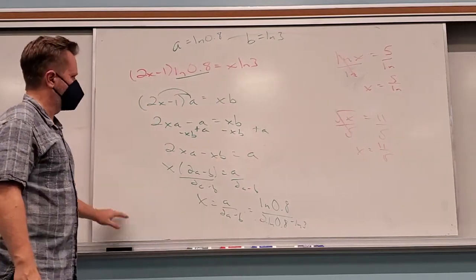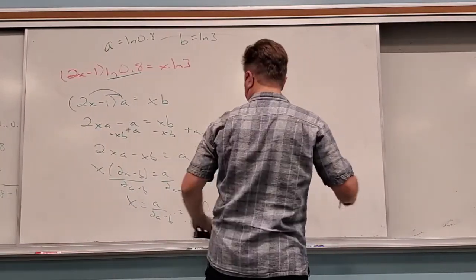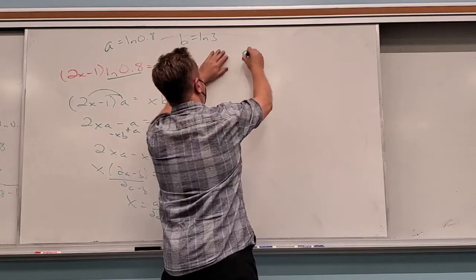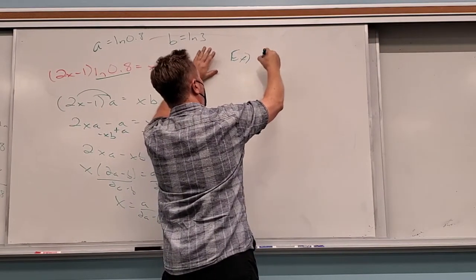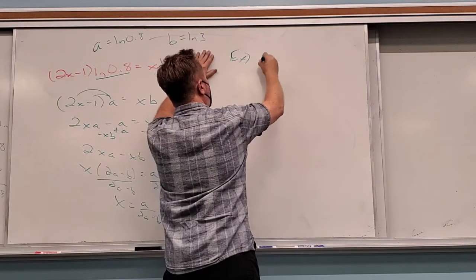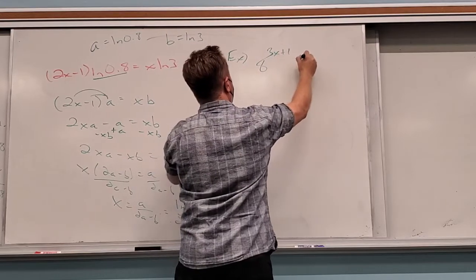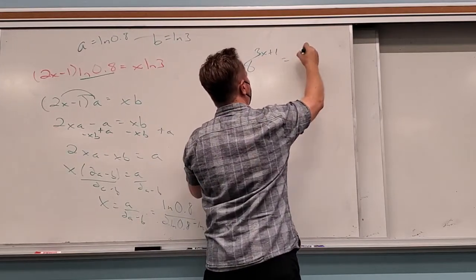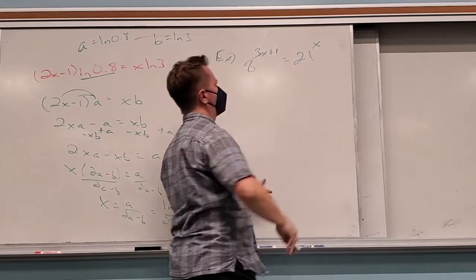All right, so here, you guys try to solve this. What do you got, Chef? Let's do 8 to the 3x plus 1 equals 21 to the x. Sure. All right.